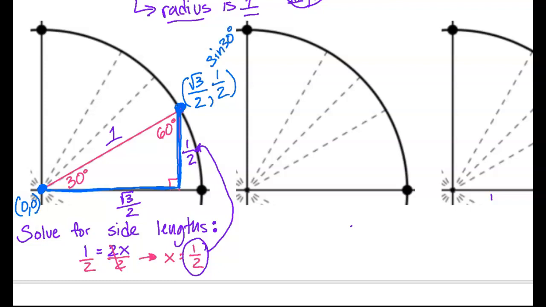What about the cosine of 30? Cosine is A over H. So what would the cosine of 30 be here? A over H.